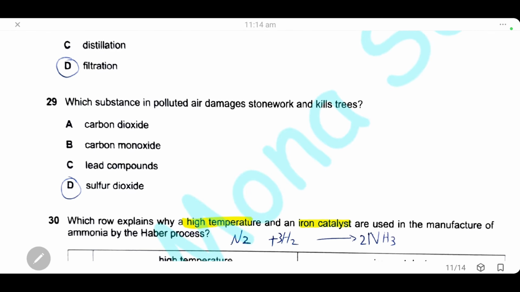29. Which substance is a pollutant? It damages the stonework and kills trees. Because it damages the stonework and kills trees, it is due to the acidity. It contributes to acid rain. This is sulfur dioxide because it dissolves in water to give an acid which can destroy the stonework and increase the acidity of the soil, which kills trees. So the answer is D, sulfur dioxide.